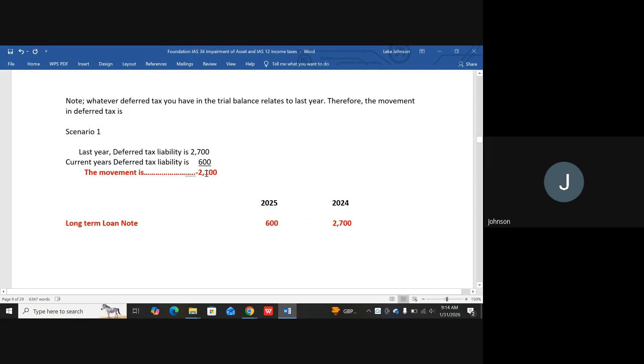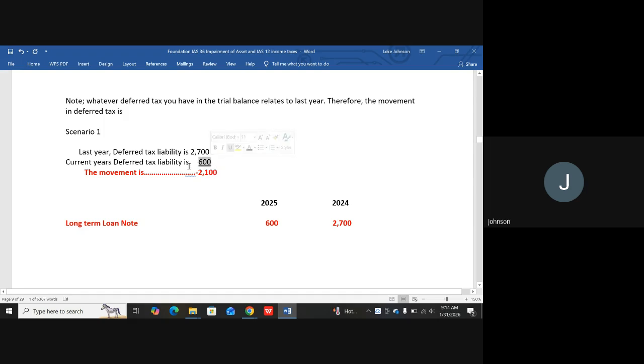Is this amount? You have paid 2,100. You were owing 2,700, and here you are now showing that your liability is 600. It means that you have paid 2,100. So that is the movement. The movement is minus 2,100. From this 2,700, you minus 2,100 to get 600.